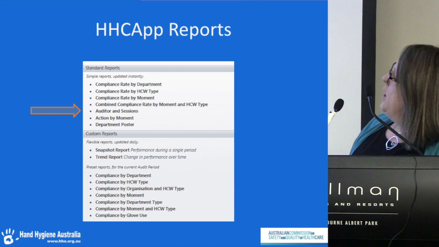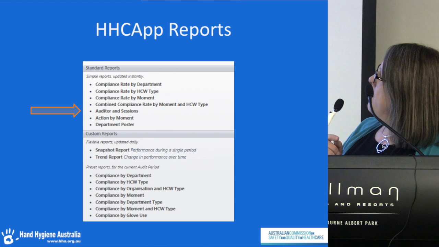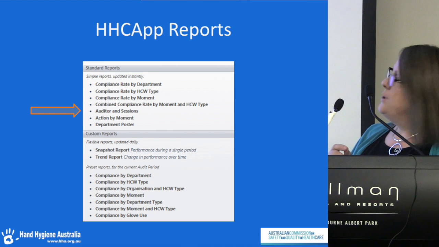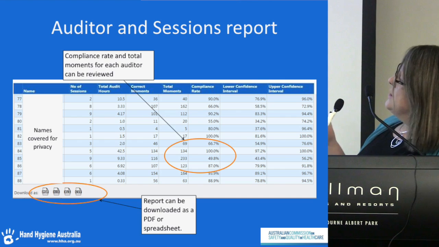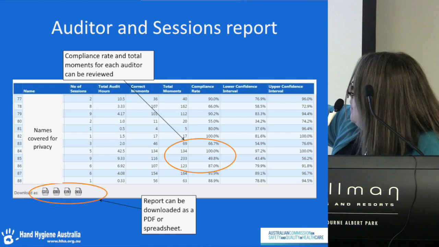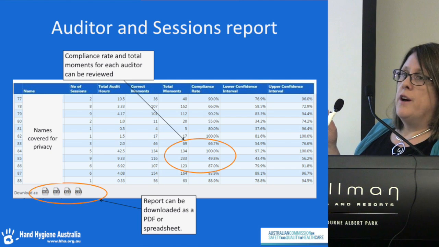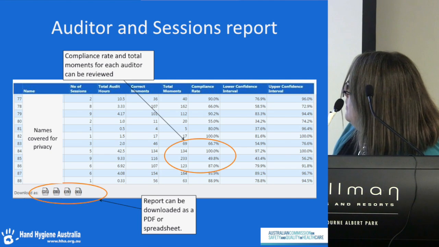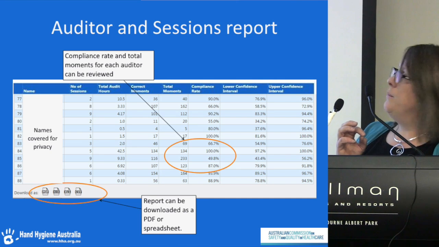So the last report that I'm going to have a look at is the Auditor and Sessions report. Now this is not a new one. It's been around for a while, but it's a very important one for organisation administrators to be aware of when they want to have a look at the amount of data that their auditors are collecting and the compliance rates that they're recording. So this is just a sample of an Auditor and Sessions report. So I'm not sure how well you can see, but I've circled around where one auditor has collected 134 moments and has a compliance of 100%. The next auditor has 233 moments with a compliance rate of 49.8%.